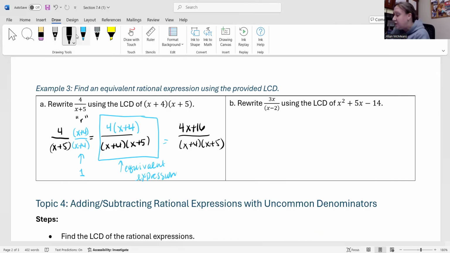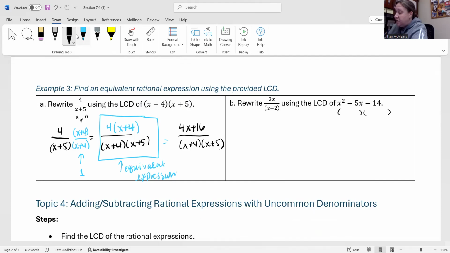Okay, so what we need to do now is factor x squared plus 5x minus 14. When we're dealing with LCDs, it's much easier for us if they're in their factored form because then we know what factors we need to multiply by to get the LCD. So let's factor this. Luckily, we have a quadratic trinomial where the coefficient on the square term is 1. That makes the factoring that easy shortcut factoring.